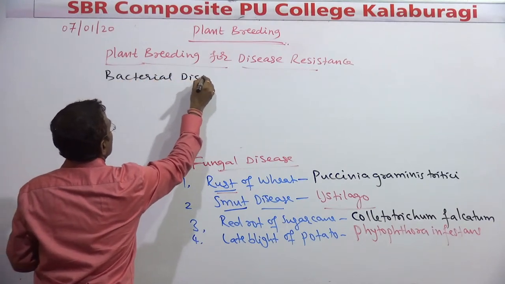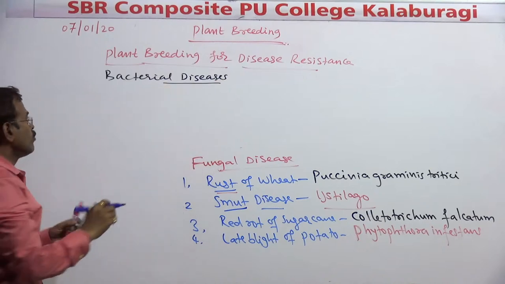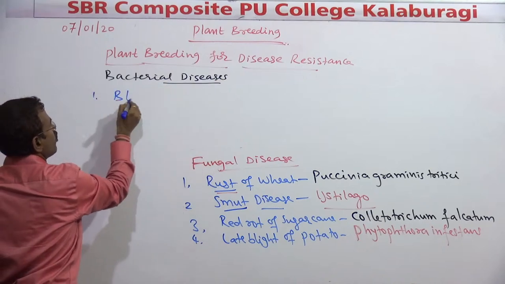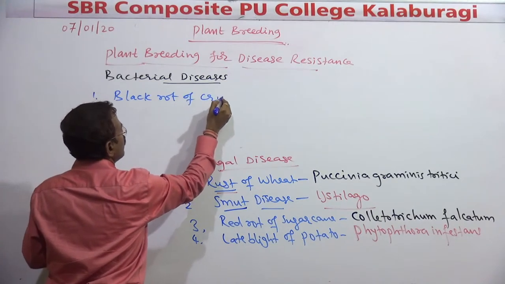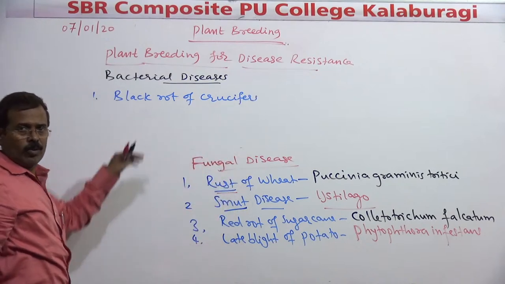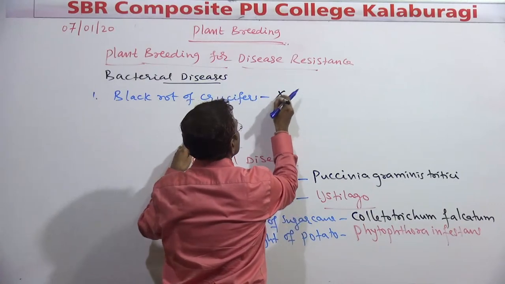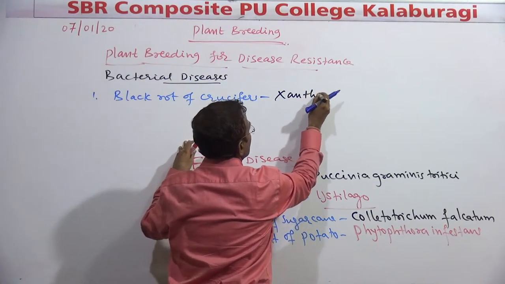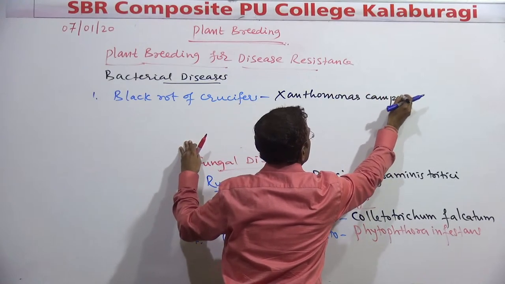Bacterial diseases. Example, black rot of crucifers, the mustard family, caused mainly by Xanthomonas campestris.